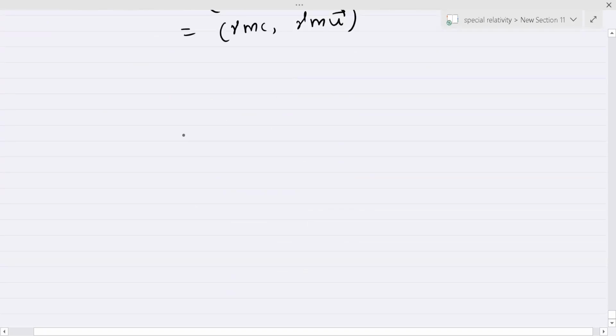So this is the spatial part. We can simply write P0 equal to gamma mc is the time part, or the temporal part, of the momentum four-vector. And Pi, the P vector, is equal to gamma m u vector, is the spatial part of the momentum four-vector.